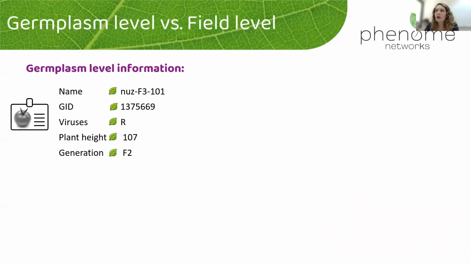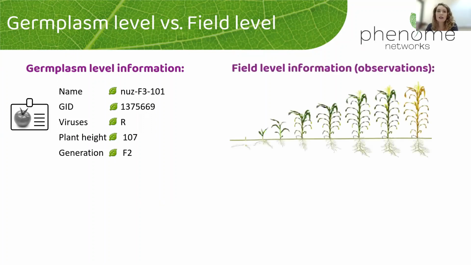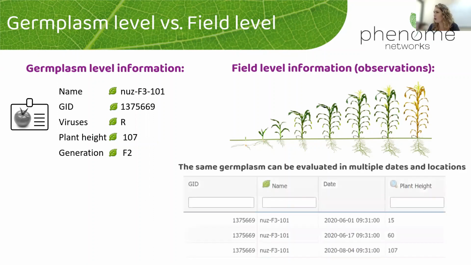A little bit about the difference between germplasm level and field level, because we know that this is an important issue that some of our customers are asking a lot about. So, as I said, germplasm level information is the passport data that we have of the line of the germplasm, for example, name, resistances, viruses, generations, and so on. And then we'll have the data that we are collecting in the field. For example, measurement of germination, height, and so on.